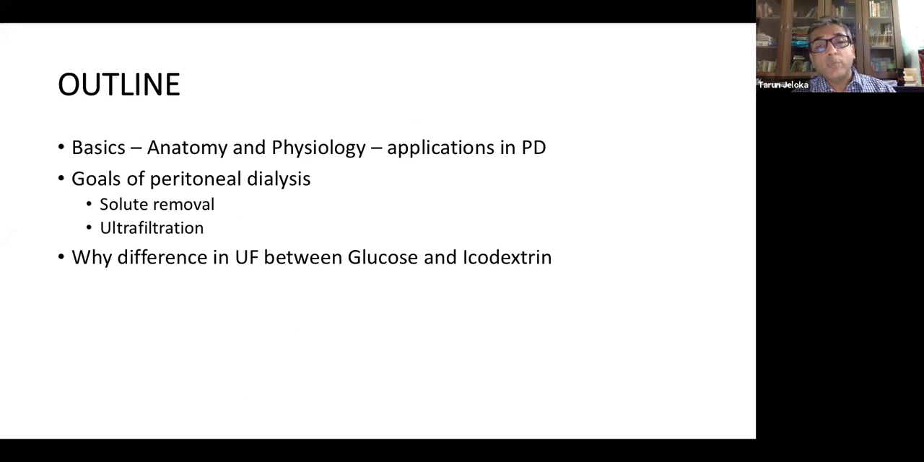And then one very important question which comes to our mind when we study or practice PD is why there is a difference in ultrafiltration between glucose, icodextrin, and all this. So these three basic topics I would like to cover today, and let's see what the feedback is subsequently.